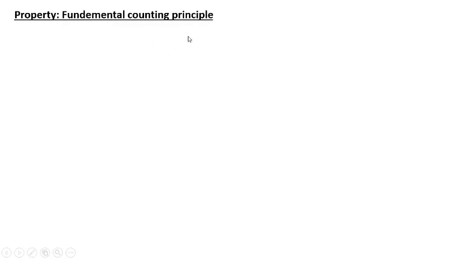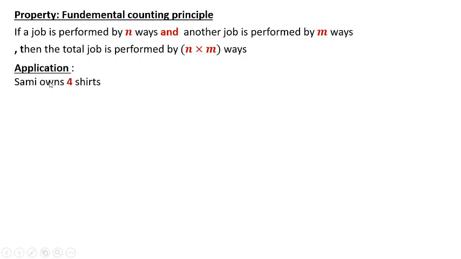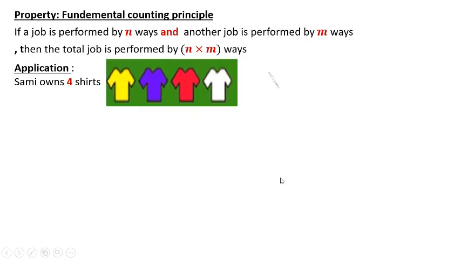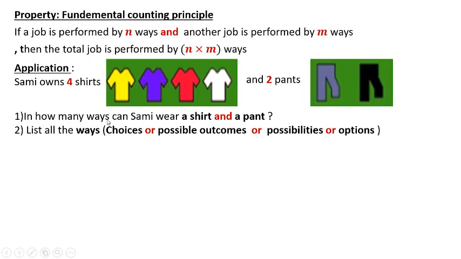Let's start with the fundamental counting principle. If a job is performed in n ways and another job is performed in m ways, then the total job is performed in n times m ways. Direct application to clarify what we are talking about. Sammy owns 4 shirts and 2 pants. Question number 1. In how many ways can Sammy wear a shirt and a pant?